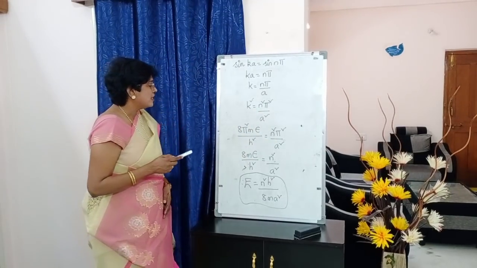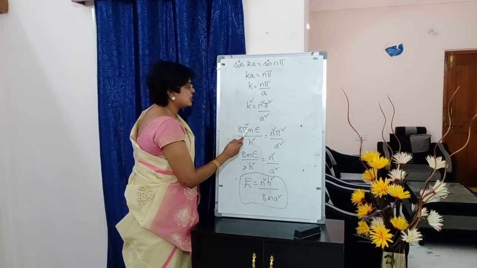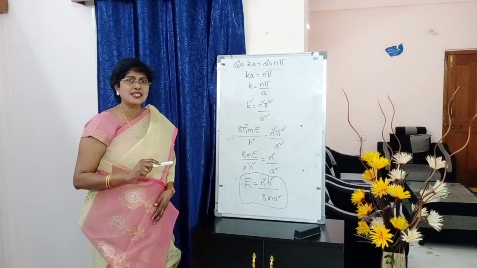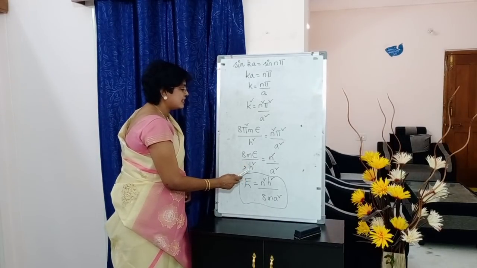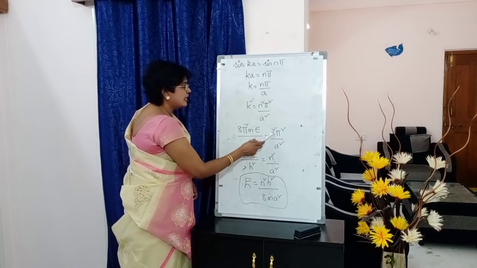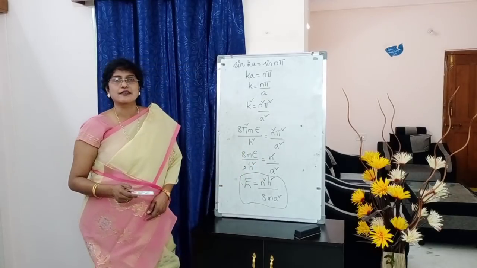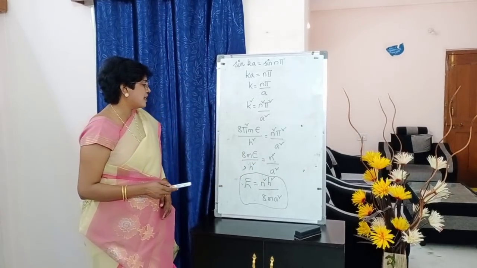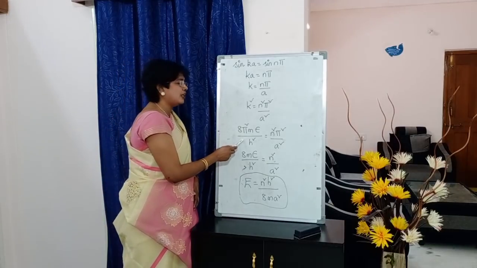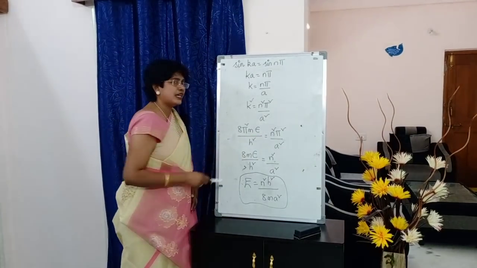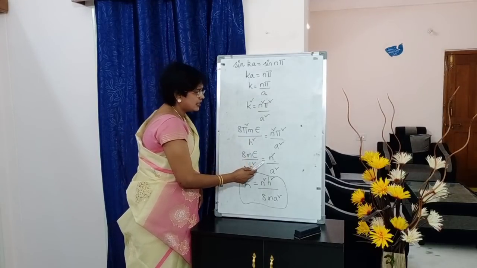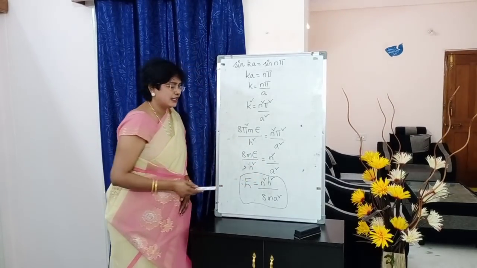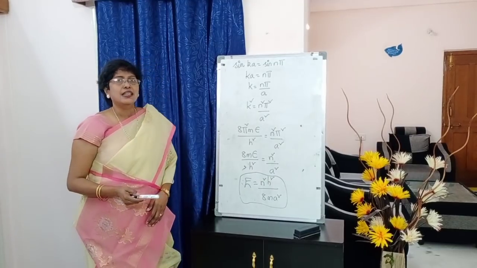Okay, students. So, now what you do? Cancel pi square, cancel it. So, what remains? 8me by h square is equal to n square by a square. Understood now? So, from here, what did we do? Pi square, cancel. So, what's remaining? 8me by h square is equal to n square by a square. So, finally, last step, students.